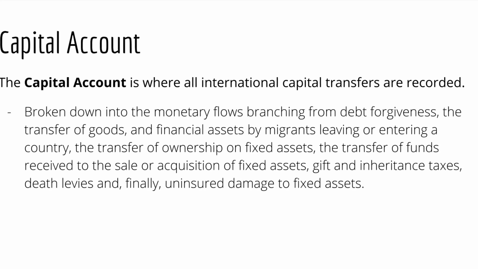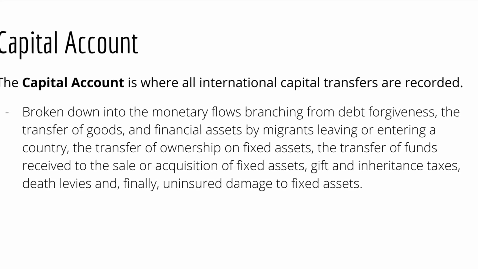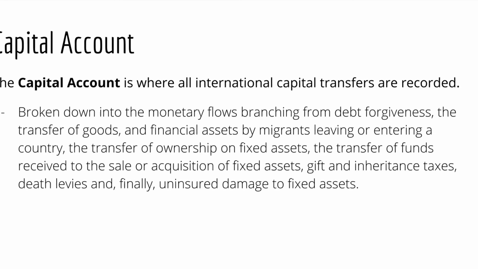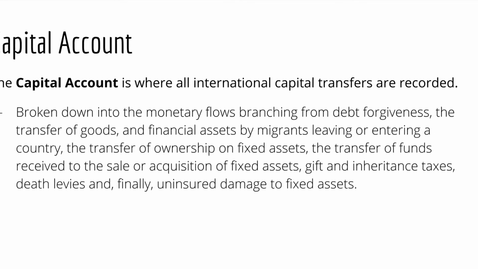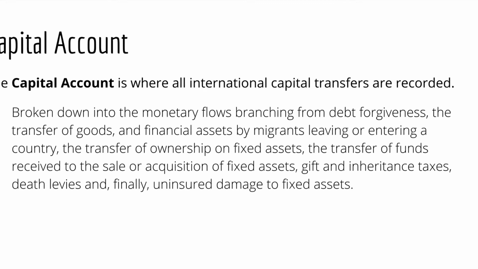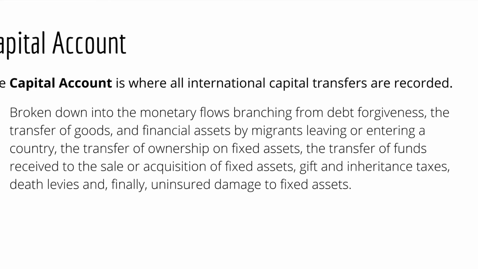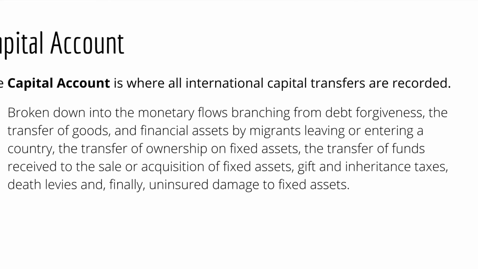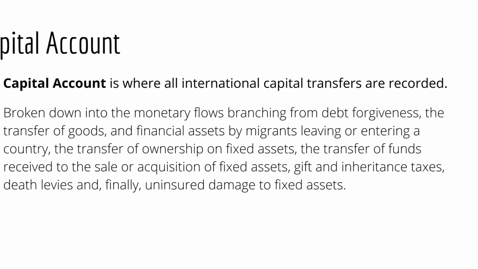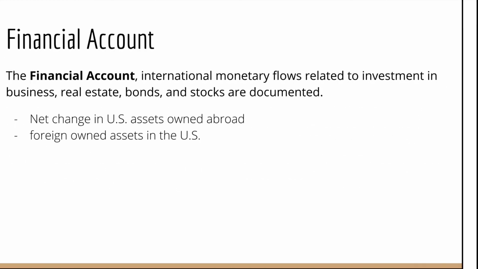They're broken down into the monetary flows branching from debt forgiveness, the transfer of goods and financial assets by migrants leaving or entering a country, the transfer of ownership on fixed assets, the transfer of funds received from the sale or acquisition of fixed assets, gift and inheritance taxes, death levies, and finally, uninsured damages to fixed assets.